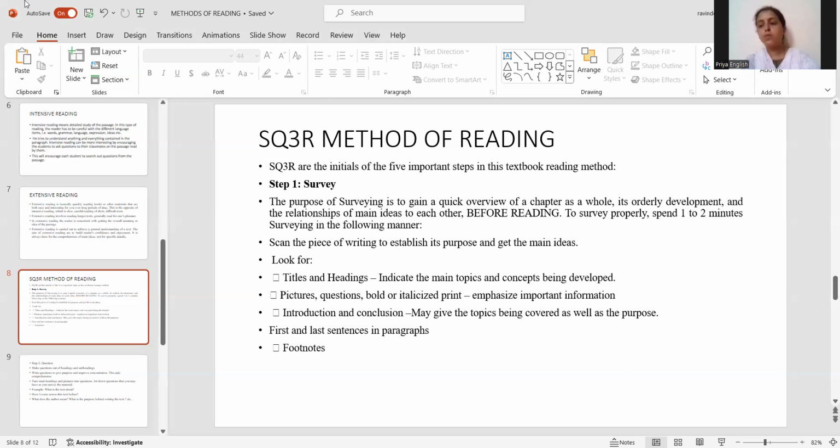So when you take a quick glance at the headings, the subheadings, the charts, the diagrams, the first paragraph, the introduction and the conclusion, you get what the text is going to be about. So this is the method of survey which you should follow just before going into the detailed reading of the text. So this is step one.